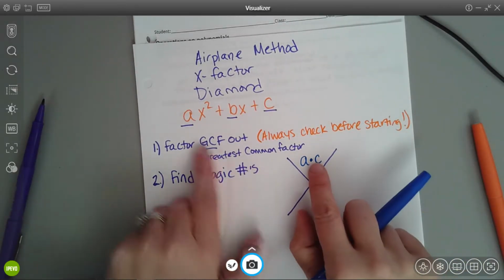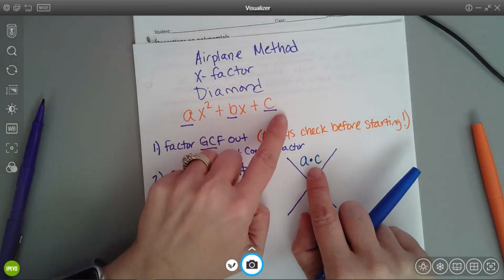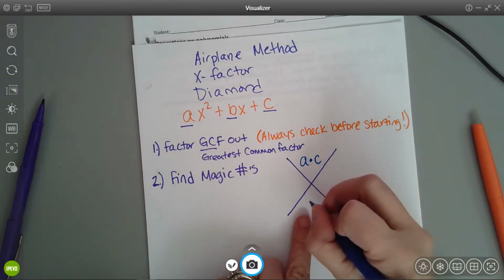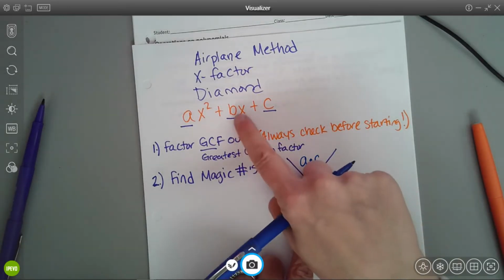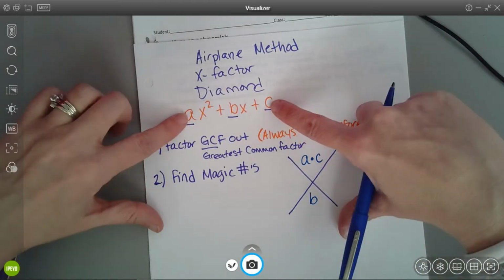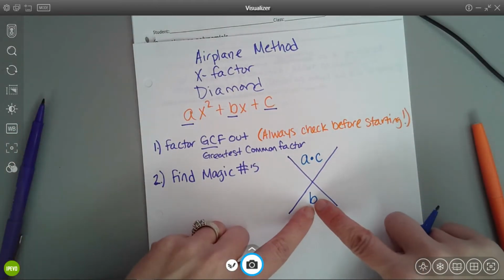So here we're going to multiply A times C. And then what goes down here? We're just going to drop the number in the B spot down. So you multiply the outsides, drop down your inside.